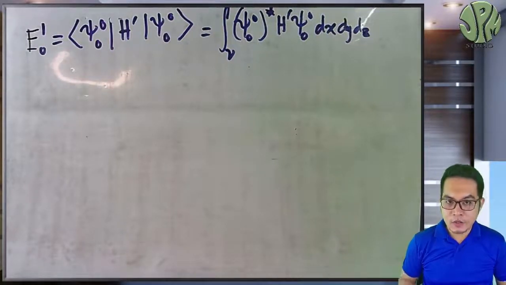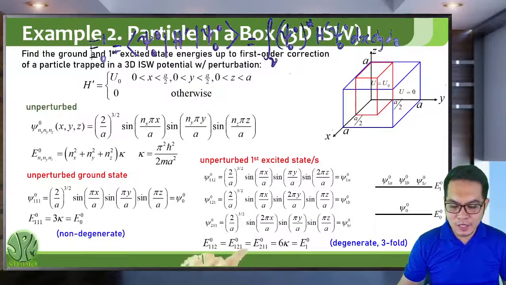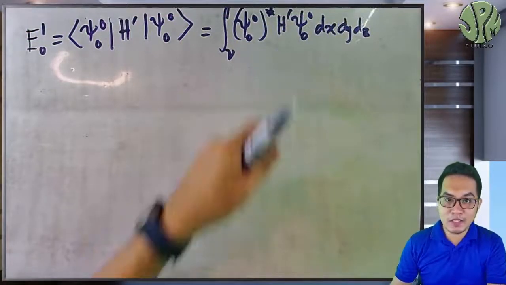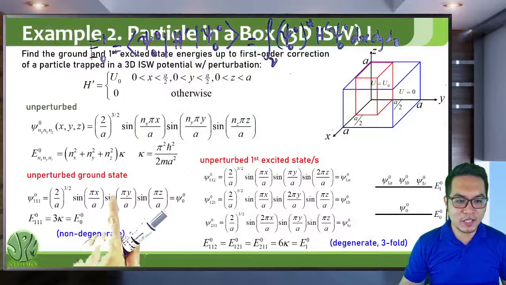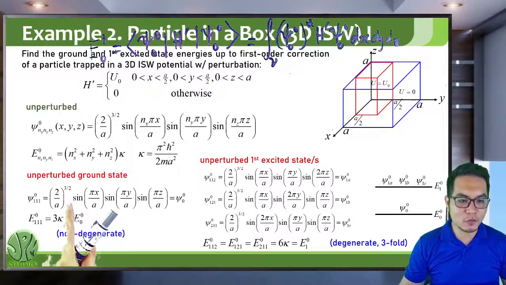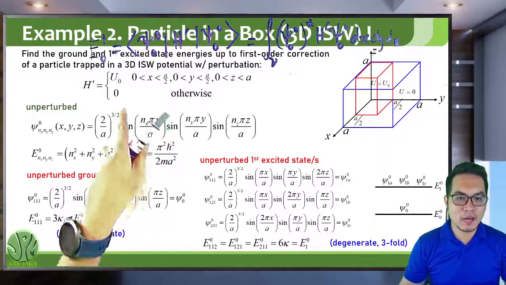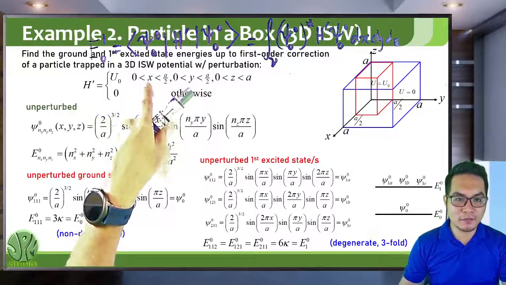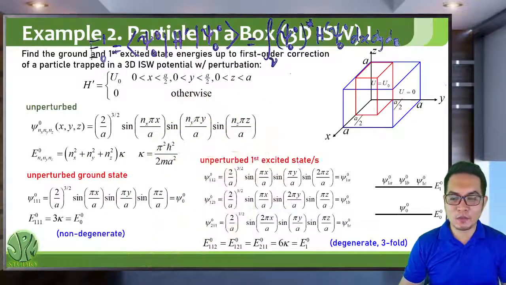If you go back, our ground state has no imaginary part, meaning the conjugate of the ground state is just the ground state itself. So basically you will just have the square of the ground state. The square of 2 over a to the 3 halves is 2 over a cubed, and the square of each of these terms. And this is our H prime. It's a unit, but it's only defined from x is 0 to a over 2, y is from 0 to a over 2, and z is from 0 to a.